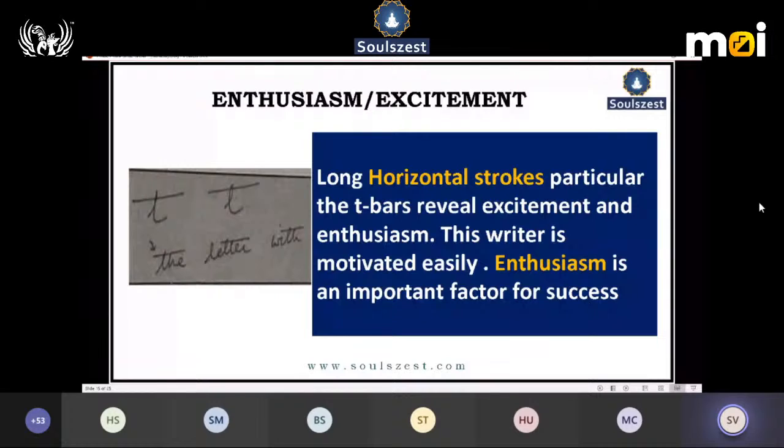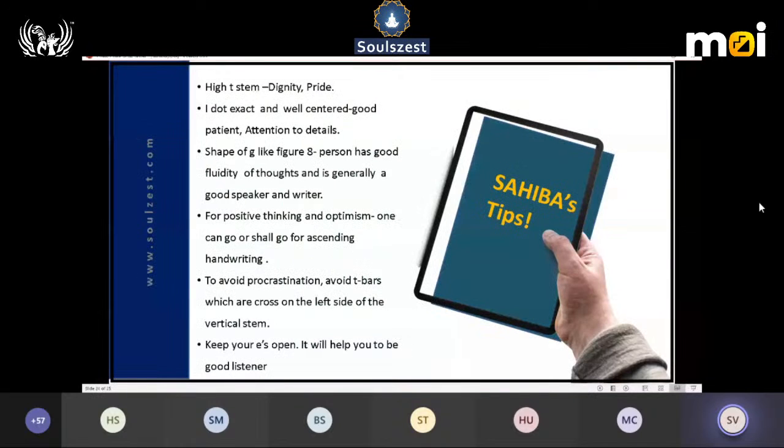Okay, so this you can take as a tip that when you're writing for your exam, go for a connected handwriting, and combination works very, very well. Next, now some tips for you. High T stem, it is for dignity and pride that I have already spoken. T bar, this will help you to raise your dignity and pride. Okay, I dot exact and well centered.